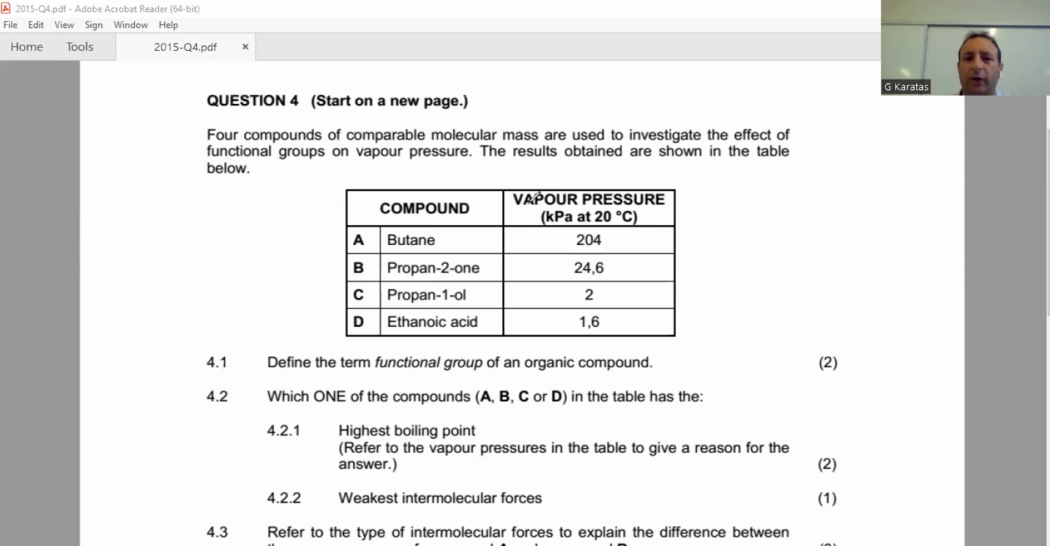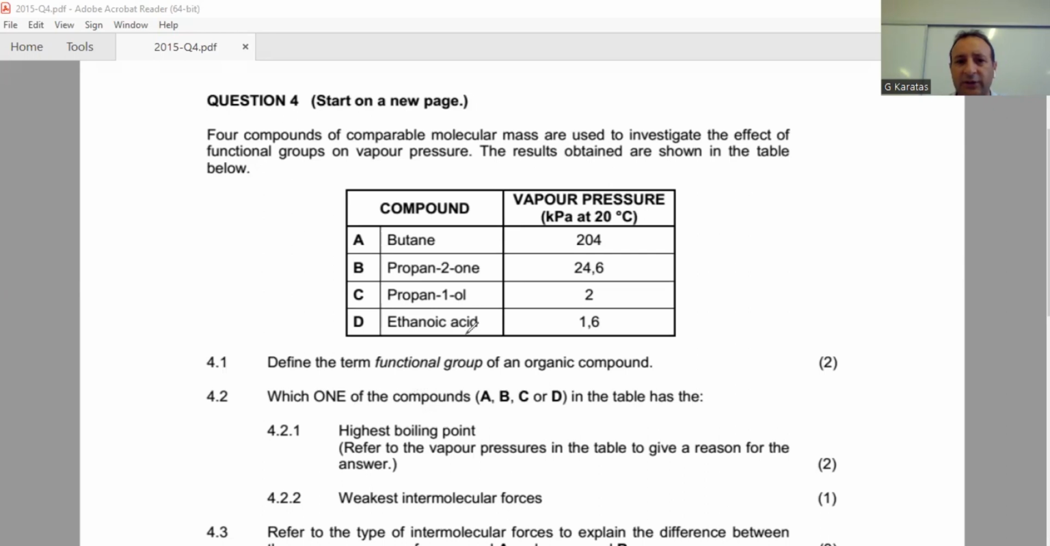When we look at these compounds, we can see that compound A ends with the -ane suffix, so it is an alkane. Compound B is ending with the -one suffix, so it is a ketone. Compound C is an alcohol because of the -ol suffix, and D has the -oic acid suffix, so it is a carboxylic acid.